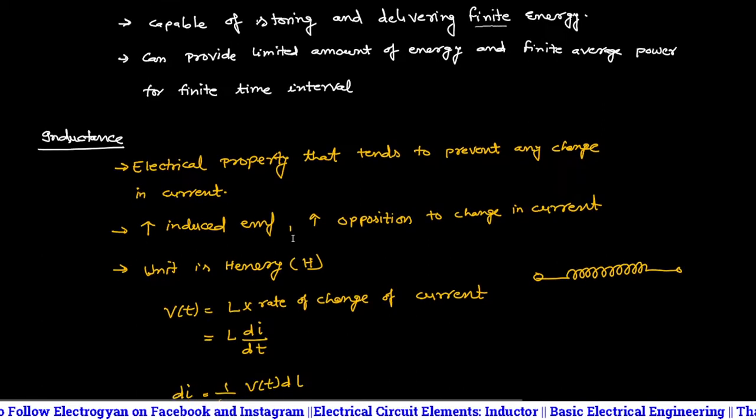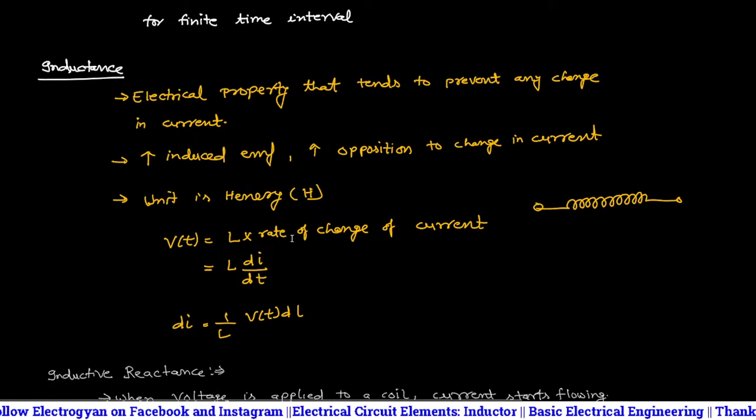Now, inductance, just like resistance, is an electrical property that tends to prevent any change in current. Resistance opposes the flow of current, and inductance opposes the change of current. The greater the induced EMF, the greater will be the opposition to change in current.